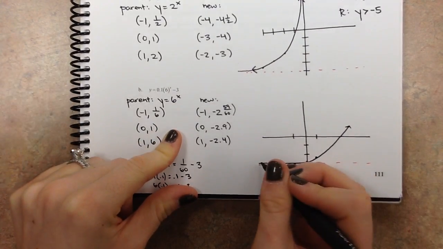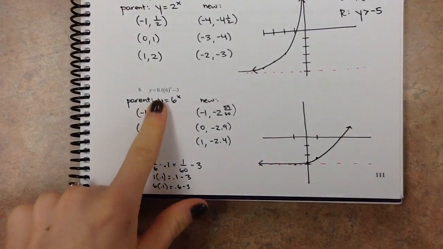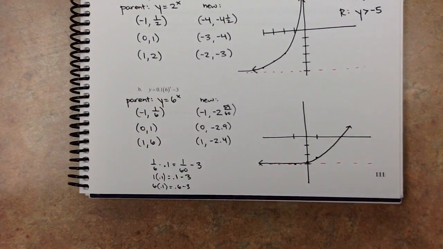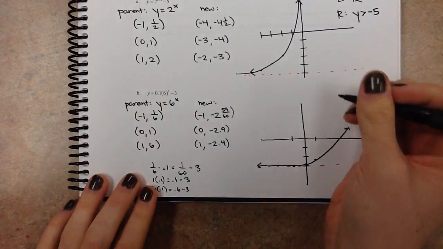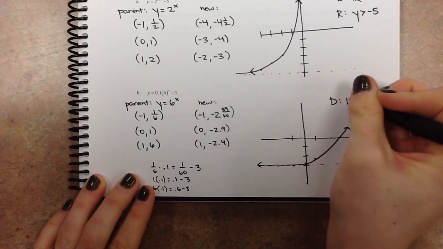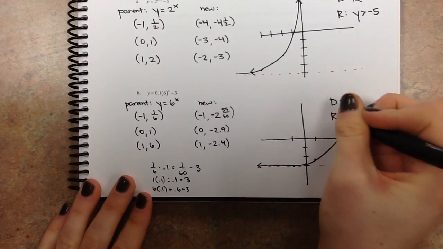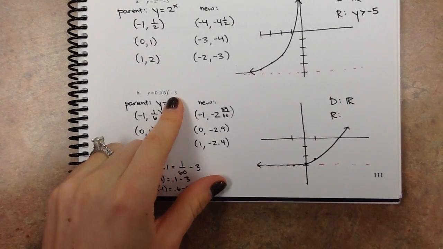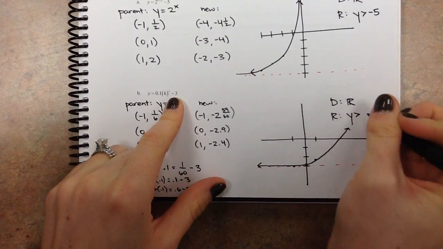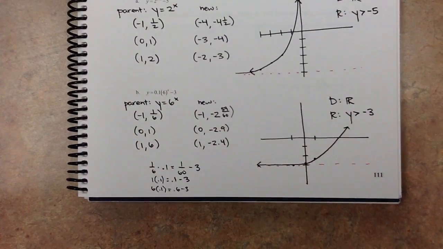So this one will have a much slower growth than this one did, and that's because it was multiplied by 0.1, so it got compressed compared to the other graph. So my domain is all reals, always, always all reals, no matter what exponential function you have. And then the range is going to move down 3 units, so it's going to be everything above that -3.